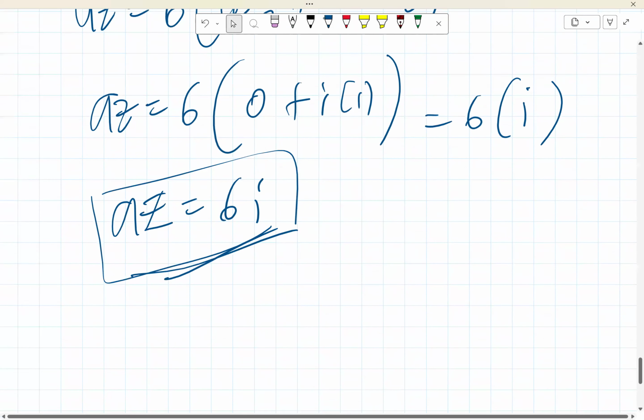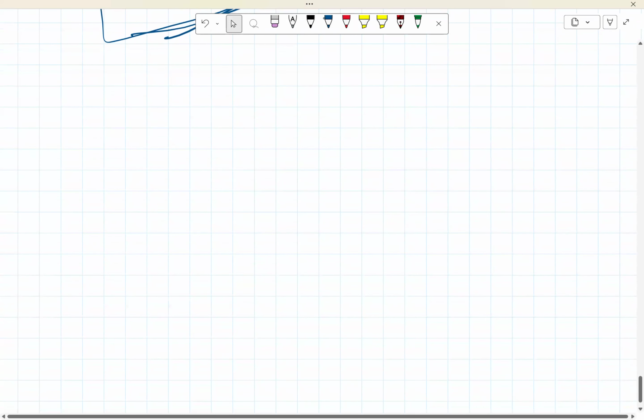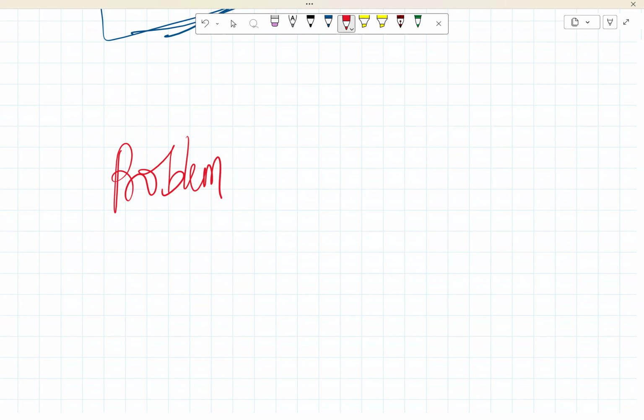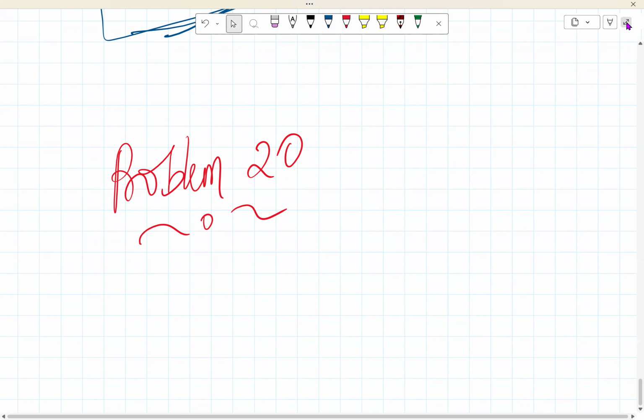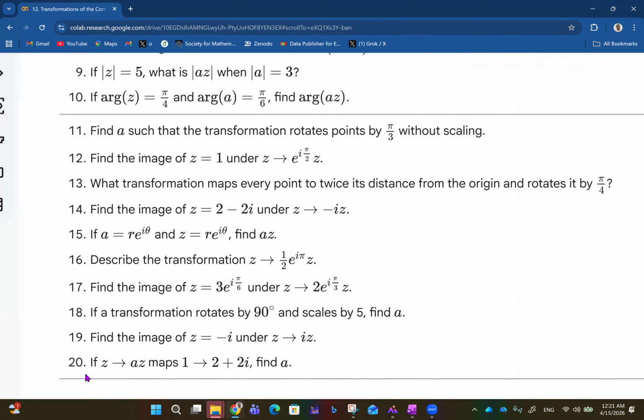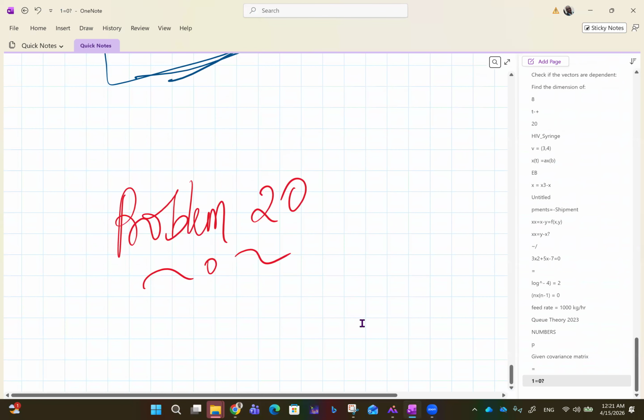Okay, so with that out of the way, we go to question 20, problem 20 now. So for problem 20, let's see what we have. This is problem 20 right here. It says if Z maps to AZ, maps 1 to 2 plus 2i, find A. Okay, we just want to find A here.